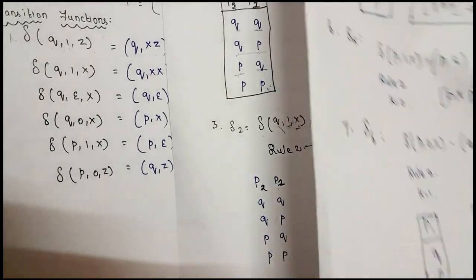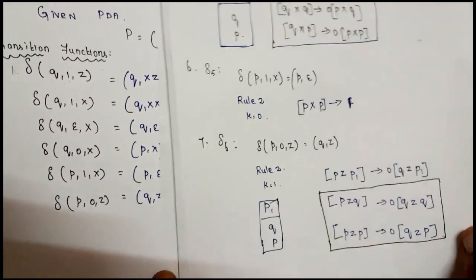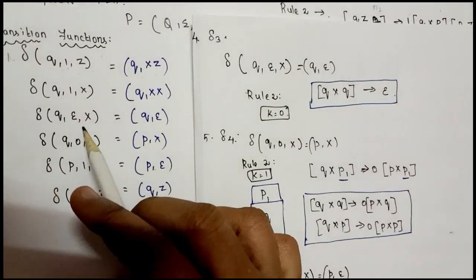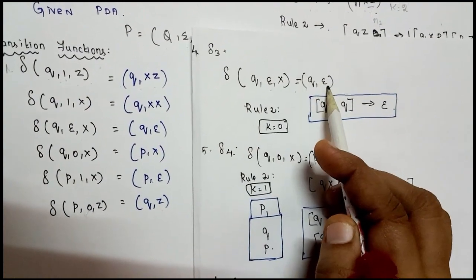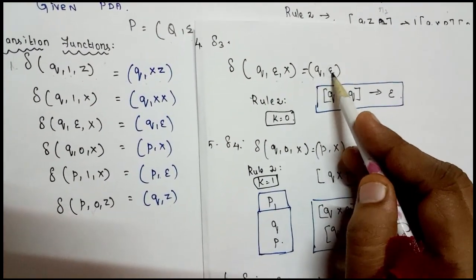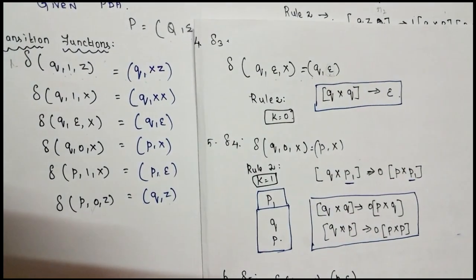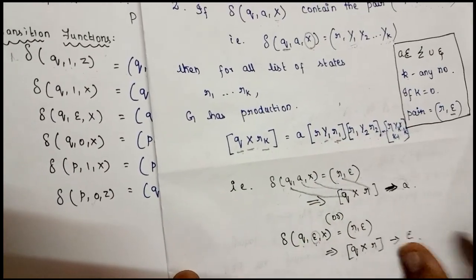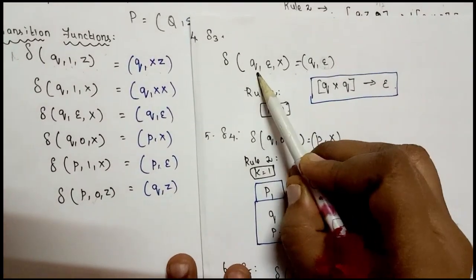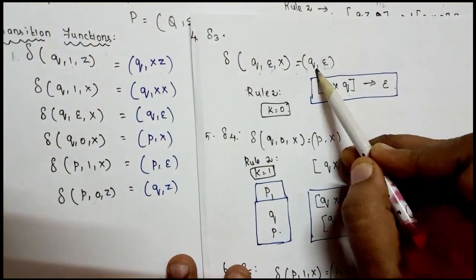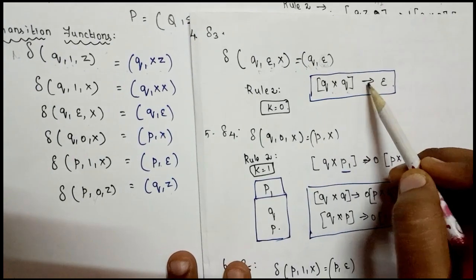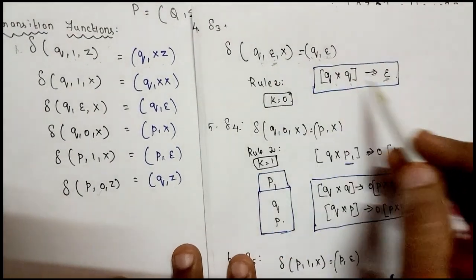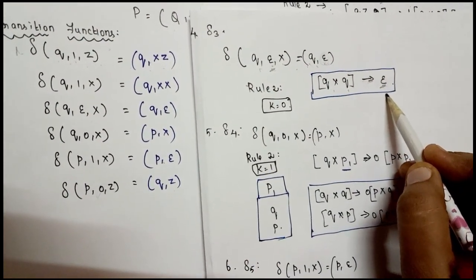Now let's see the third production. The transition function for this PDA is del of Q, epsilon, X equal to Q, epsilon. As we said, if K is equal to 0, it produces epsilon. In this rule 2, we have already seen this production. So according to this, we are taking Q, the stack symbol is X, and the destination state is Q, produces this input symbol epsilon. Because we don't have any terminal here, it has only epsilon, the same will be substituted.